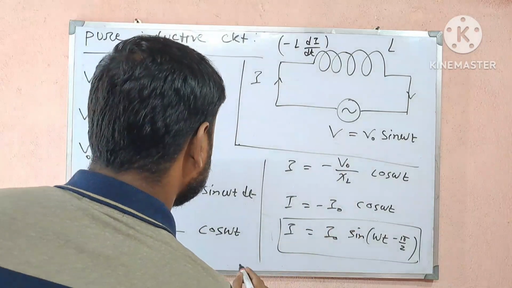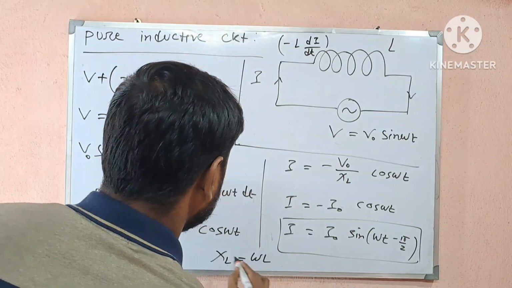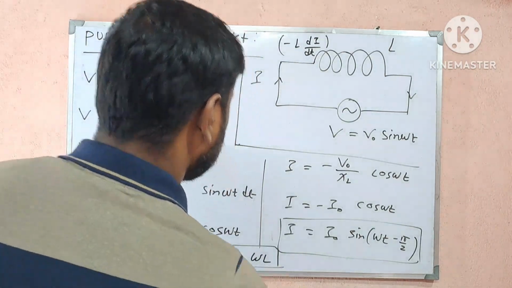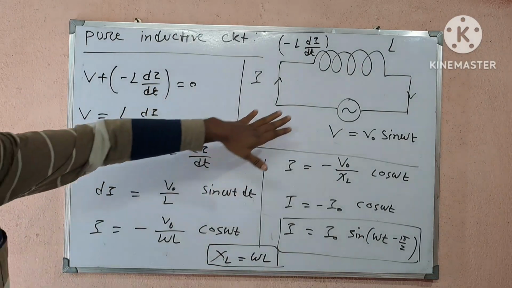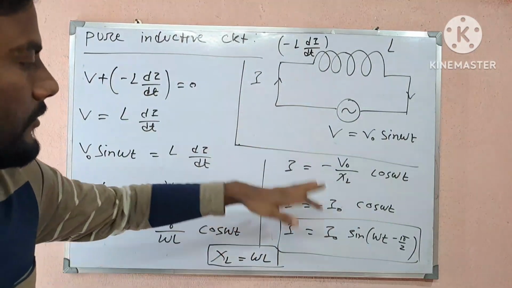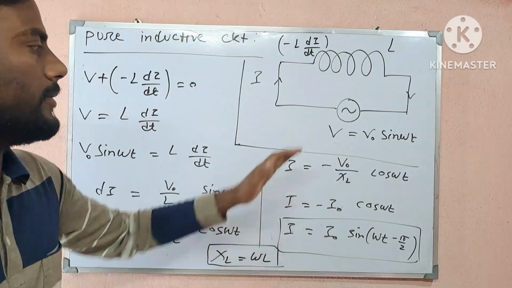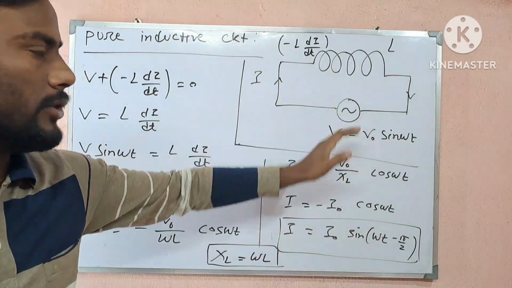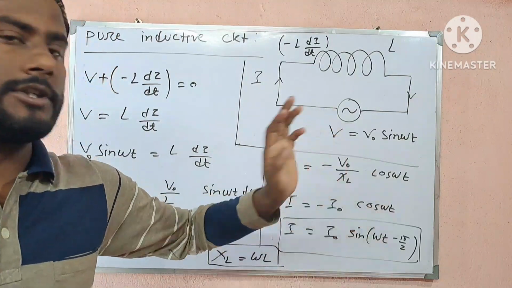Now what is chi L, sir? Chi L is omega L. This is known as inductive reactance. We will explain that term, but before that, see this. Here the applied voltage is V0 sin omega t and the current at any instant in the circuit is I naught sin(omega t minus pi by 2). That means the phase difference between current and voltage is pi by 2. But the current lags behind voltage by pi by 2.